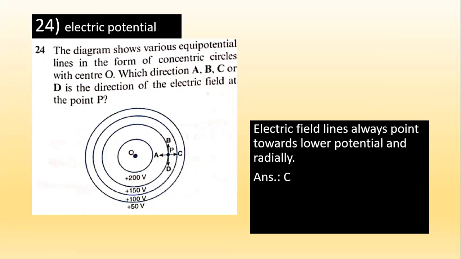That means C is going towards negative, right? Actually, right? The electric field is always starting from positive and ending on negative charge.